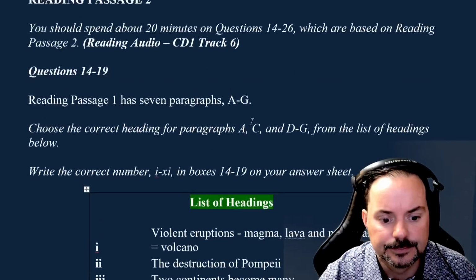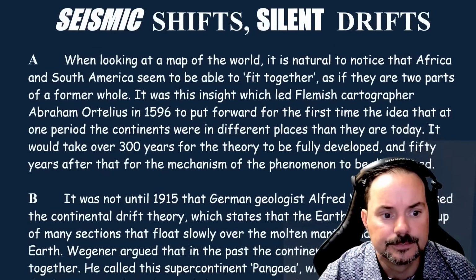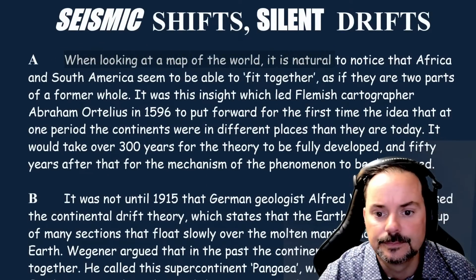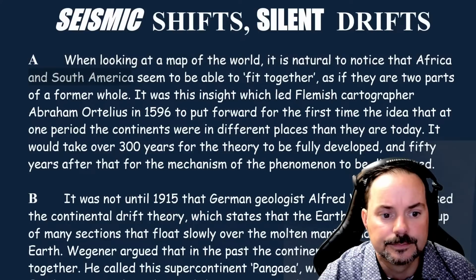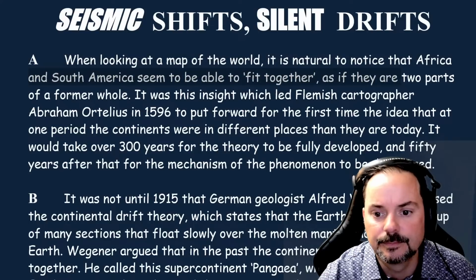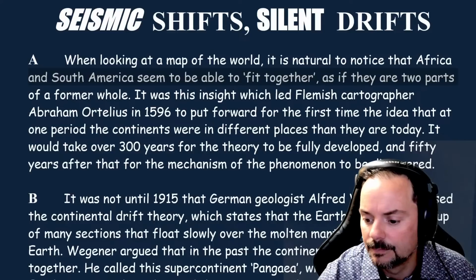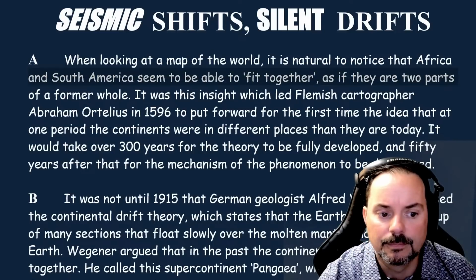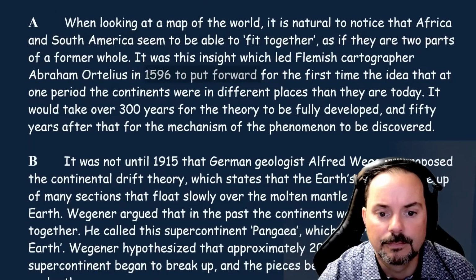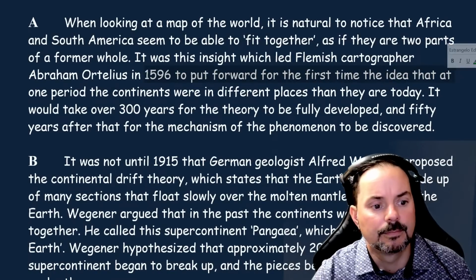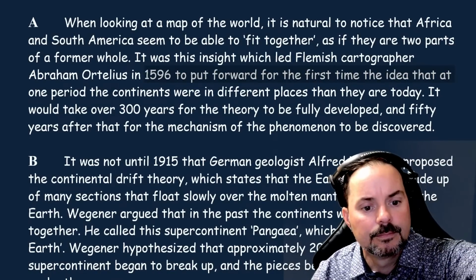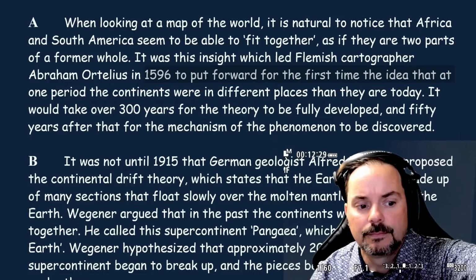Continental drift and plate tectonics. When looking at a map of the world, it is natural to notice that Africa and South America seem to be able to fit together, as if they are two parts of a former whole. It was this insight which led Flemish cartographer Abraham Ortelius in 1596 to put forward for the first time the idea that at one period the continents were in different places than they are today.